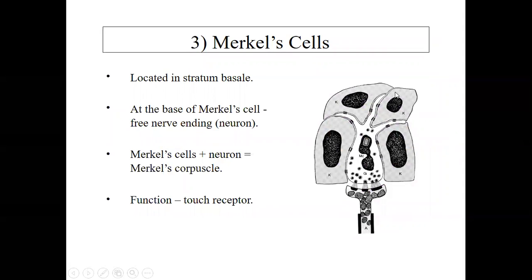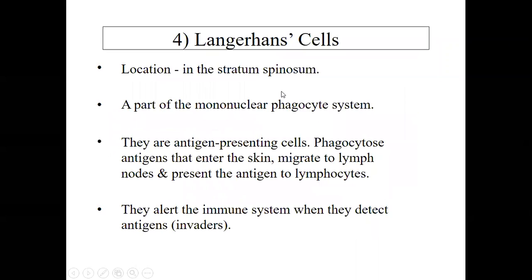And then the Merkel cell. This is the Merkel cell. The Merkel cell is located at the stratum basale. At the base of the Merkel cell, we have the free nerve ending. This is the free nerve ending or neuron. The Merkel cells plus the neuron here form a Merkel corpuscle. The function is as a touch receptor. It detects a touch sensation.